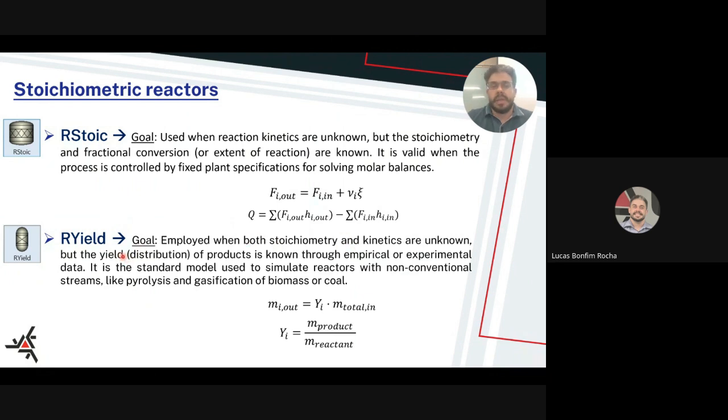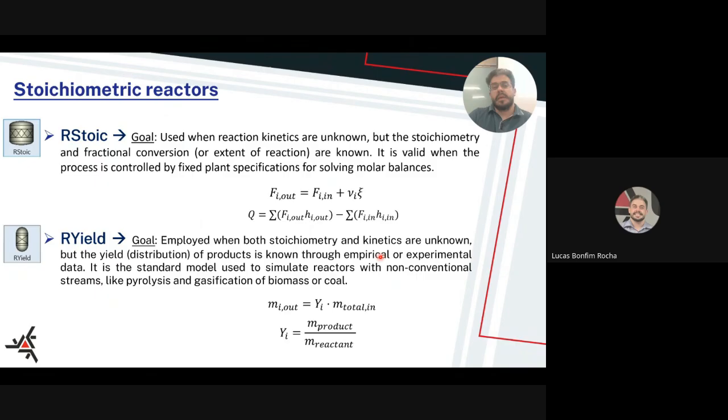But we know the yield of our products, or the distribution of fractions for our products, and we have this information through empirical or experimental data. So in this case, we can just specify how much product we are obtaining for our reaction, and this reactor will try to distribute these fractions according to the balances for the components in terms of carbon, hydrogen, and oxygen that our reactants have. So we need to know the composition of our reactants, and based on a balance of atoms, it can predict the amount of products obtained.